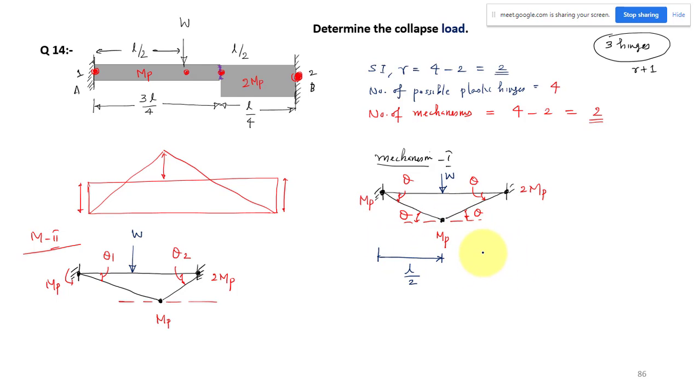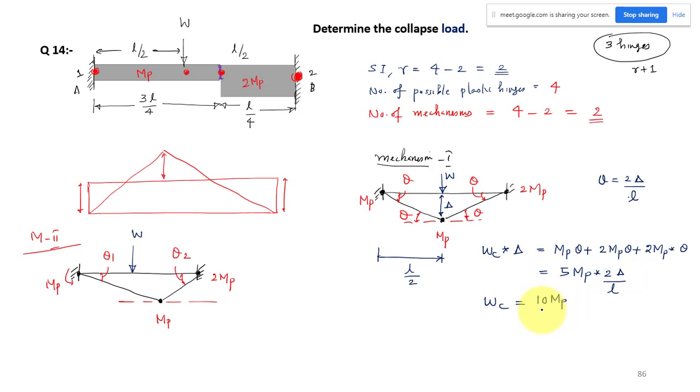The external work done is WC into delta, and this is my displacement delta. It is equal to MB into theta plus, when you come to here, MB into 2 theta, so 2 MB theta, and here 2 MB into theta. Here 2 MB is the moment capacity times theta. So in total we have 2 plus 2 plus 1, 5 MB theta. Theta is equal to 2 times delta by L, that is 2 delta by L. So you can write the collapse load WC equal to 5 into 2, 10 times MB by L. This is the collapse load corresponding to mechanism 1.